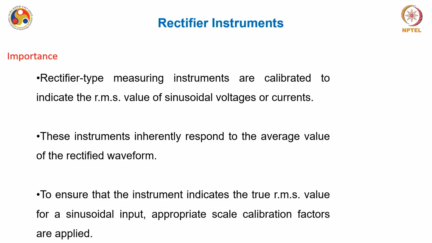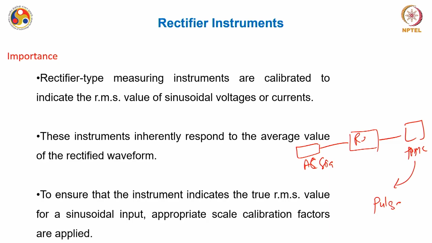So we have seen that rectifier type measuring instruments are calibrated to indicate the RMS value of the sinusoidal voltage or current, and these instruments inherently respond to the average value of the rectified waveform. So what you are doing is using rectifiers in the intermediate stage. You have seen this: you had a rectifier, and you had input in the form of, say, an AC signal generator, and then you have a PMMC for the measurement of the pulsating DC.